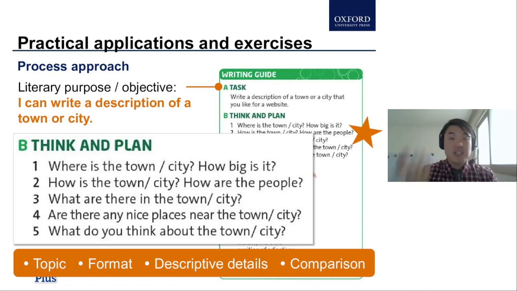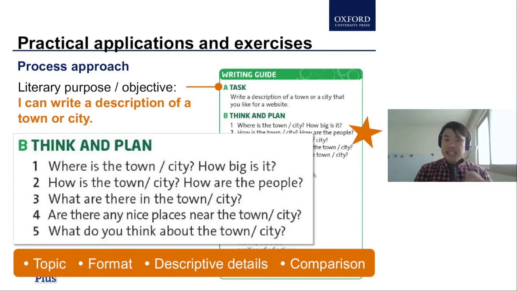So the questions they're going to think of are, where is the town? How big is it? How is the town or city? How many people are there? What are things in the town or city? Are there any places near the town or city? What do you think about the town?